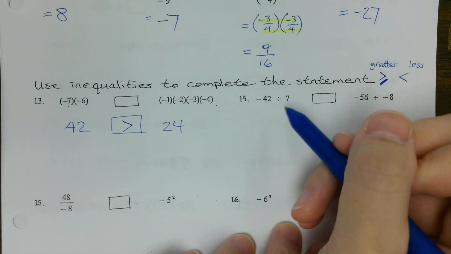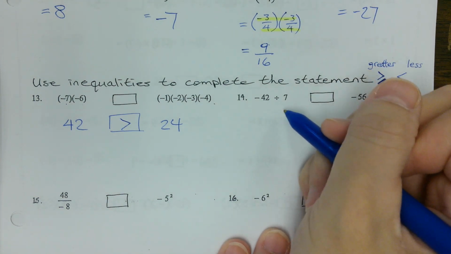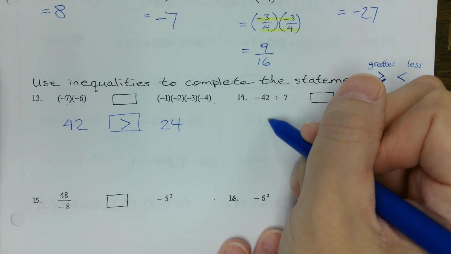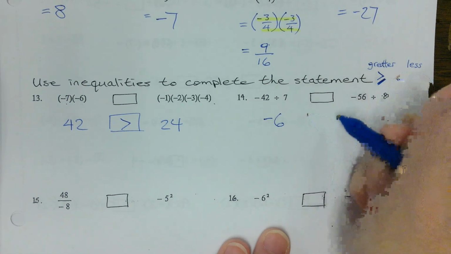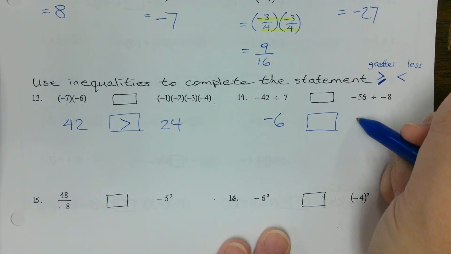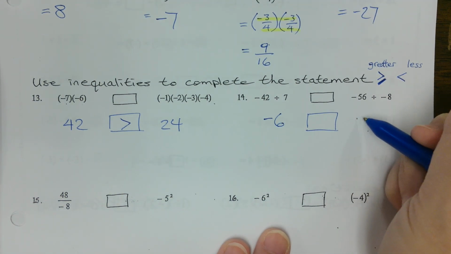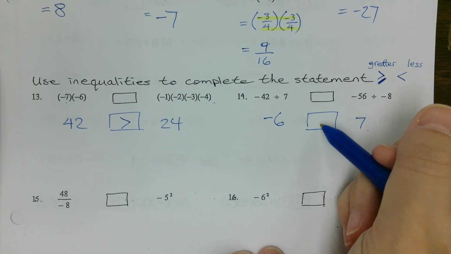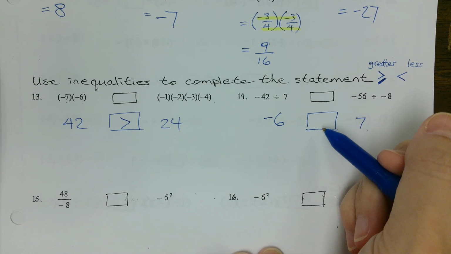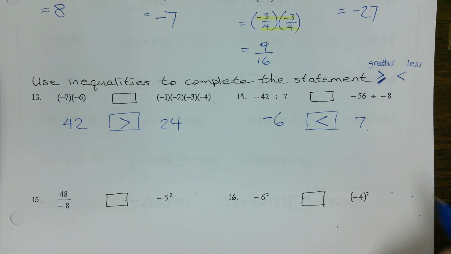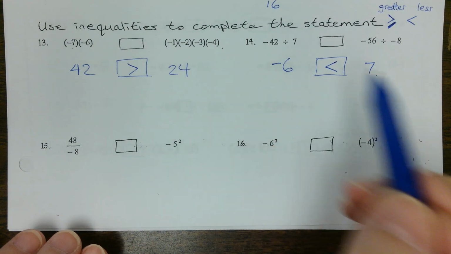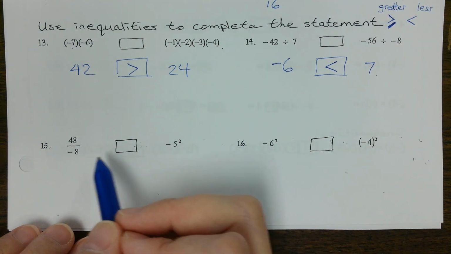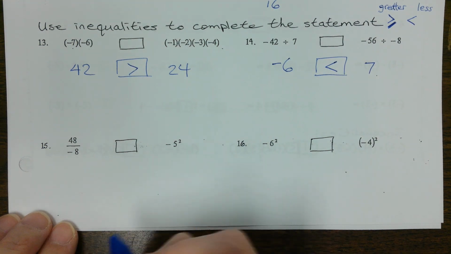Okay. Negative 42 divided by 7. Negative 6. And here, positive 7. That's right. Okay, so what is the sign in between them? Less than. Good job. Less than. Okay. A negative number is always less than a positive number. All right. 48 divided by negative 8.